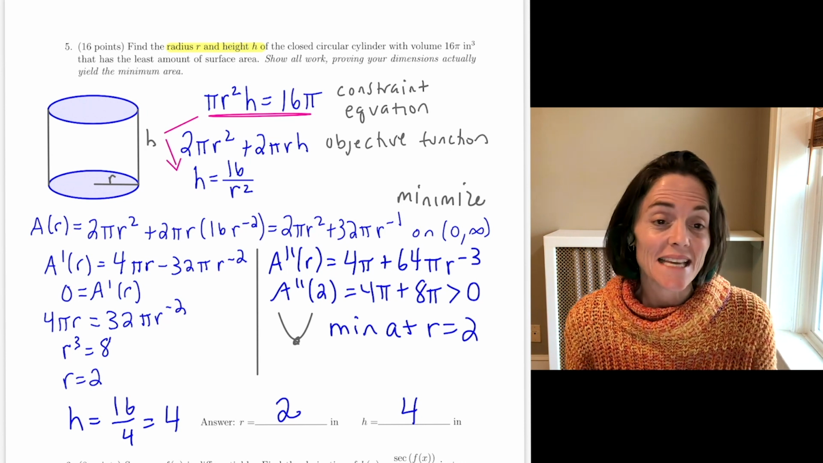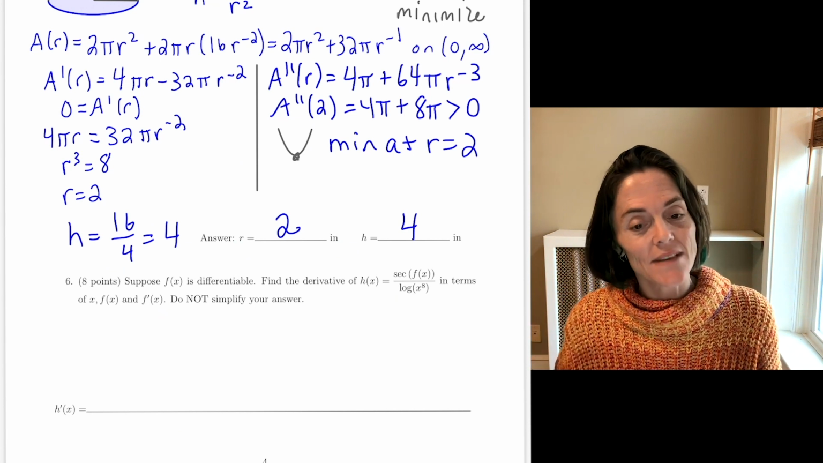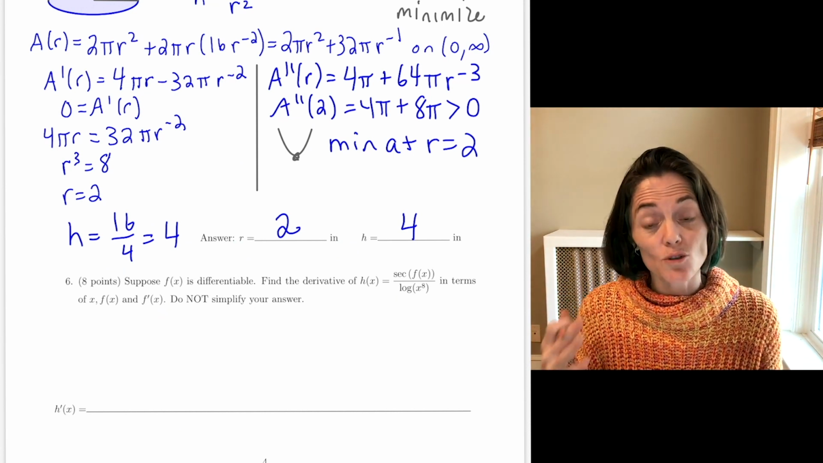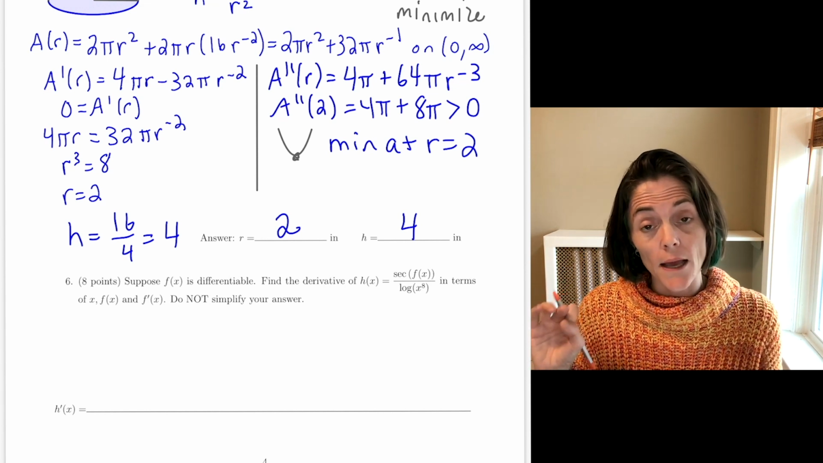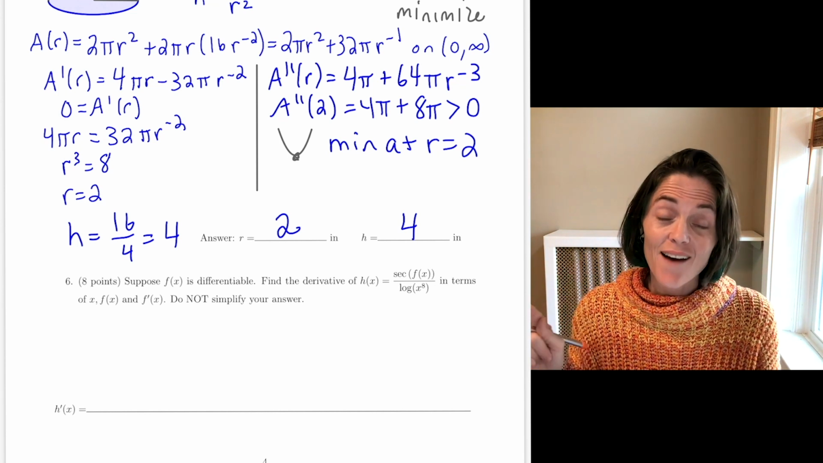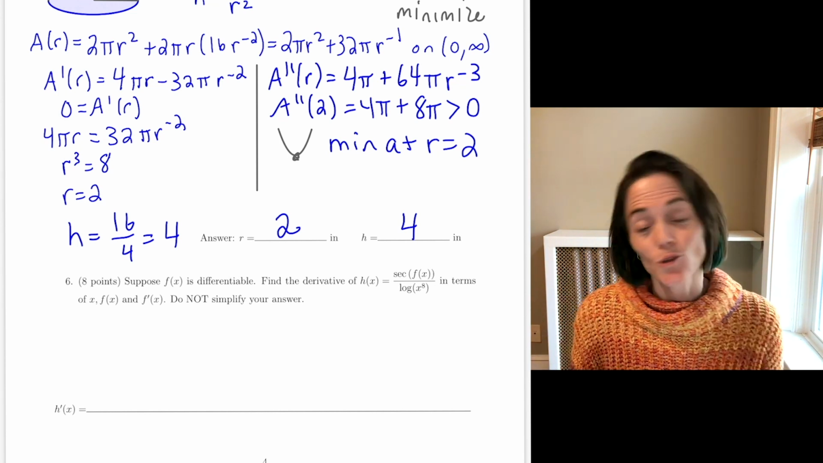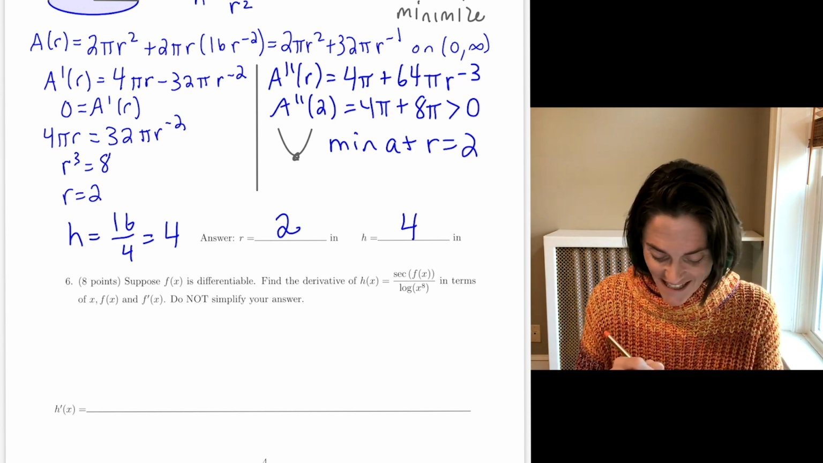This is this optimization question. Number 6, suppose f is differentiable. We want to find the derivative of h of x, which is the secant of f of x divided by log x to the 8, in terms of f and f prime. Do not simplify. Maybe I'll make a remark before I get started.